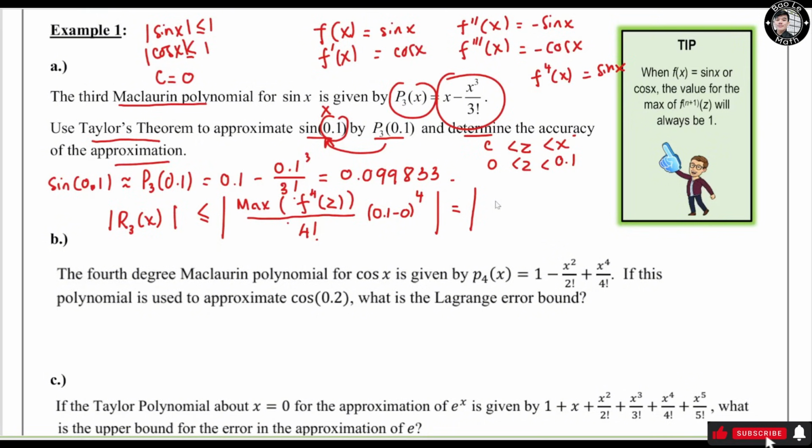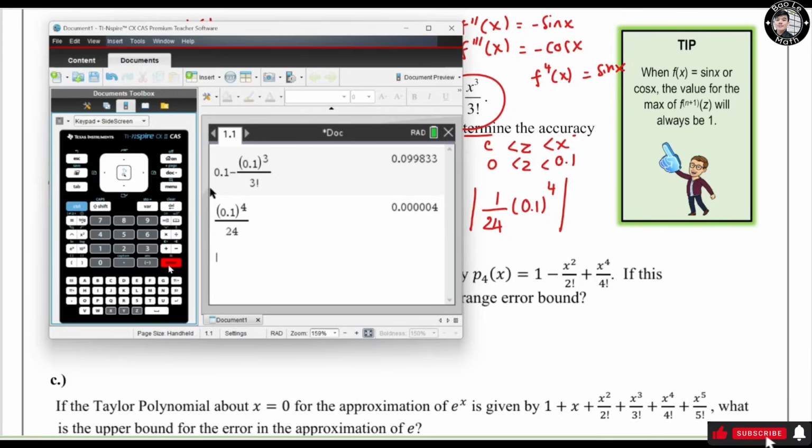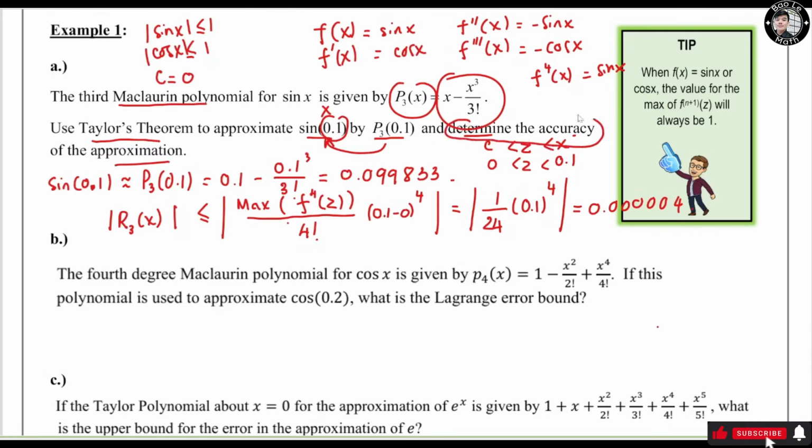So I have 1 over 4 factorial, which means 24, times 0.1 to the power of 4. It's going to be 0.00004. Determine the accuracy of the approximation.